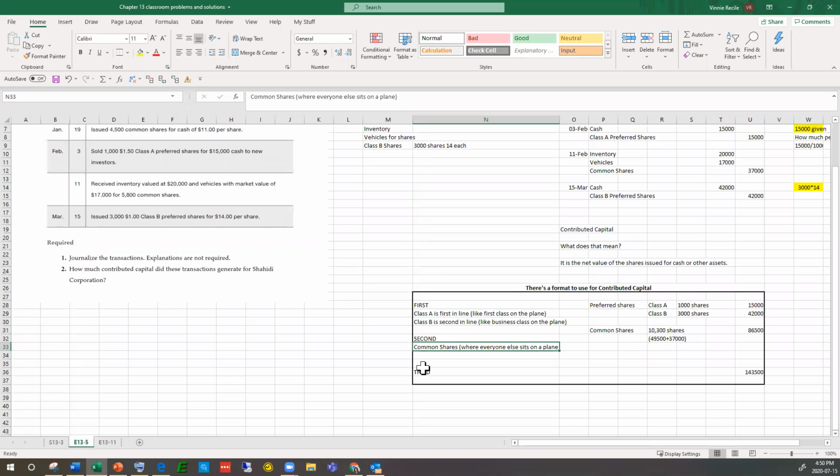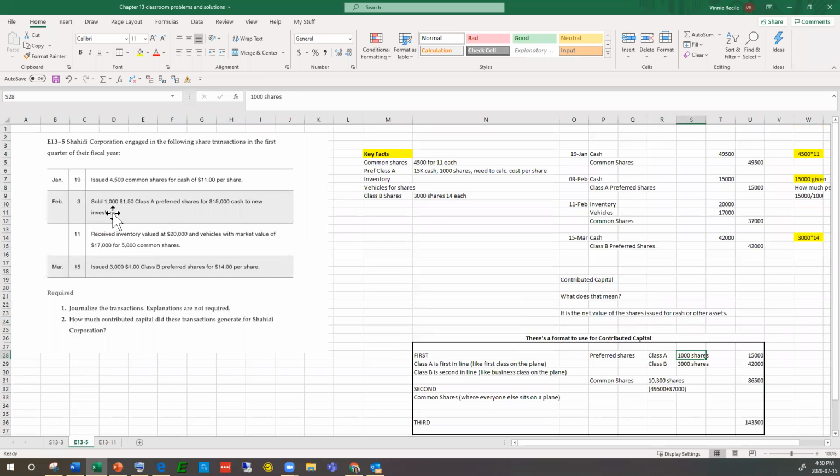You want to ensure that you're using this format to make sure that you outline your contributed capital in the same format each and every time. So in this case, preferred shares, you're going to put Class A first. You've issued 1,000 shares. How do you know that? Because it told you right in the problem. The $15,000 value was basically calculated up here over in the journal entry. Same with the Class B. They gave you 3,000 shares. You know how many you issued. You just did the journal entry for it.